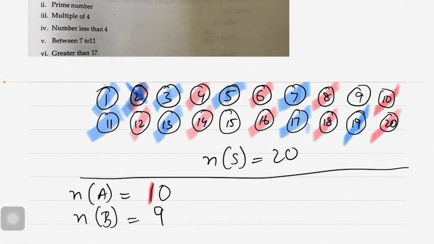So your n of B is 9. So your P of B will be 9 by 20. Correct? Now third part, multiple of 4.